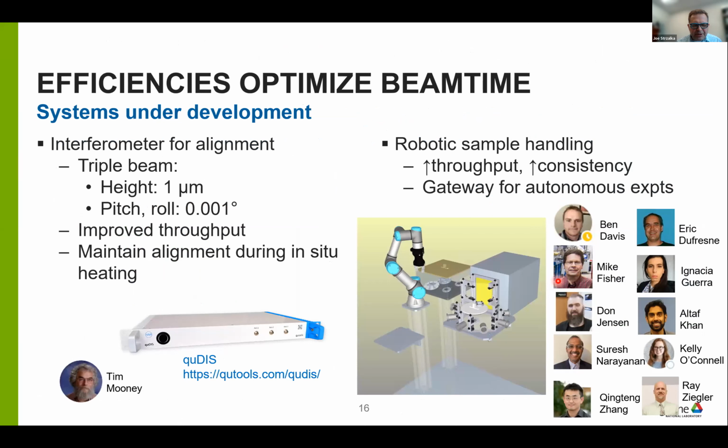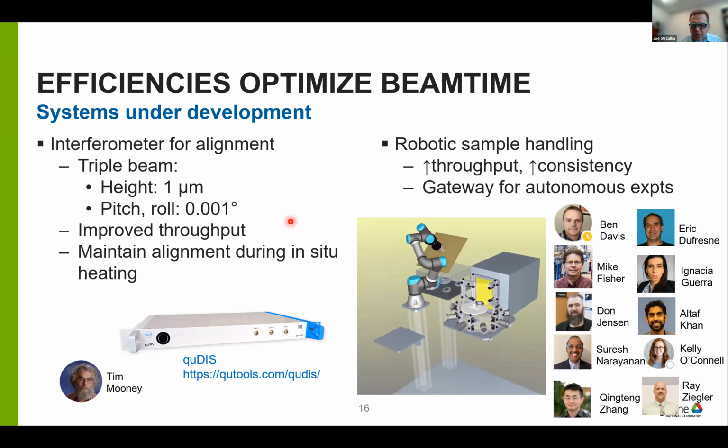Efficiencies that we hope to bring to the beamline under development, mostly relevant for GI-XPCS, is we will have a triple beam interferometer that we'll be able to use to speed up alignment, but also to maintain alignment during experiments. So for instance, with in situ measurements, if we're heating the sample, then maintaining the alignment, especially with the small beams, is challenging. So being able to monitor that with optical means will help enable us to do that.